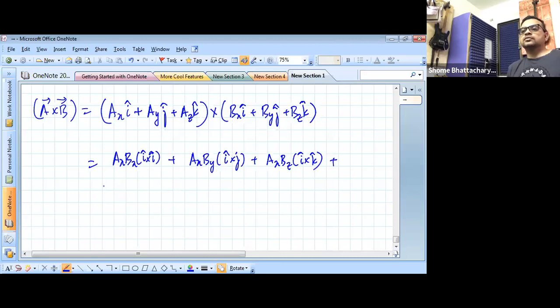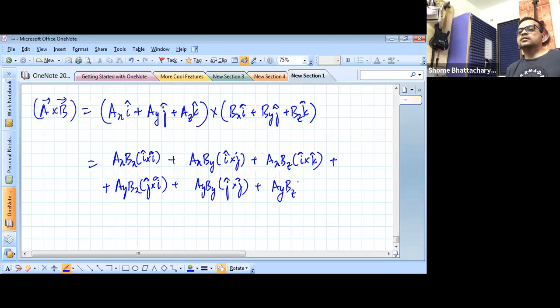Okay. Then let's come to the second row. So we have this thing cross product with all three. So ay bx j cross i, plus ay by j cross j, plus ay bz j cross k. And then we have the last term, z, multiplied with all three.